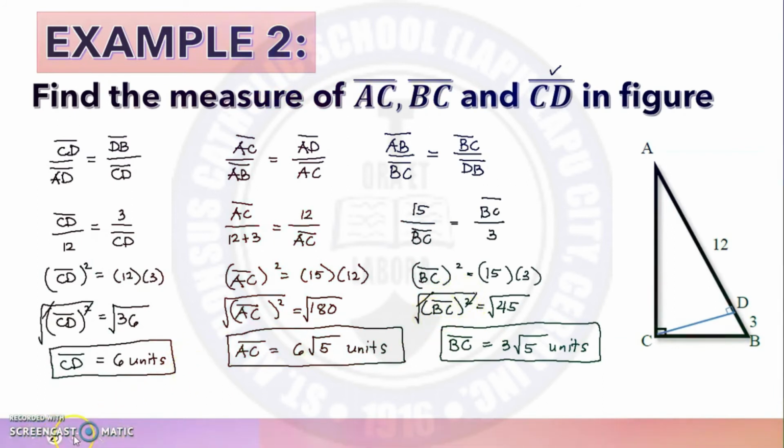So we can say that the answer here is, therefore, CD is 6 units, AC is 6 square root of 5 units, and BC is 3 square root of 5 units. And that would be all for example number 2. Let's proceed to example number 3.